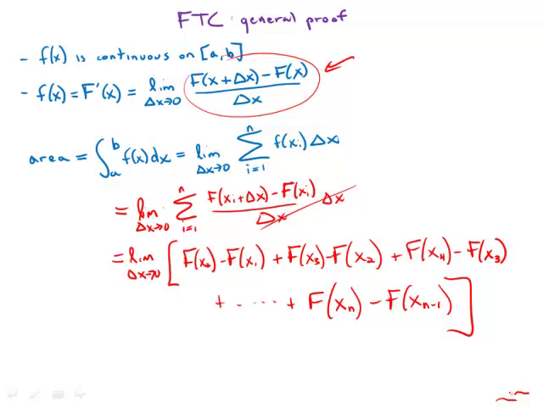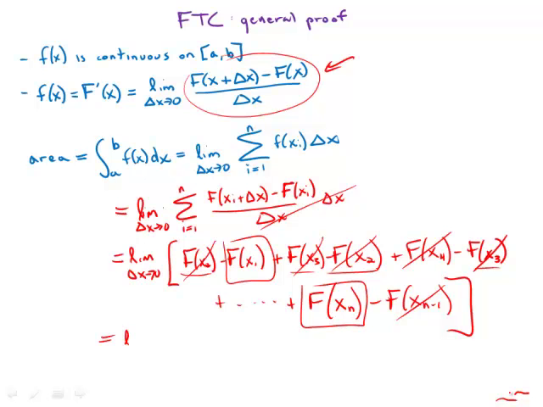Now, of course, what's going to happen here, if you notice, we have a plus F(x sub 2) and a minus F(x sub 2), so those are going to cancel. We have a plus F(x sub 3) and a minus F(x sub 3), so those two are going to cancel. In fact, most of the terms in this sum are going to cancel, and the only two that are not going to cancel are the minus of the very first term and the positive of the very last term.